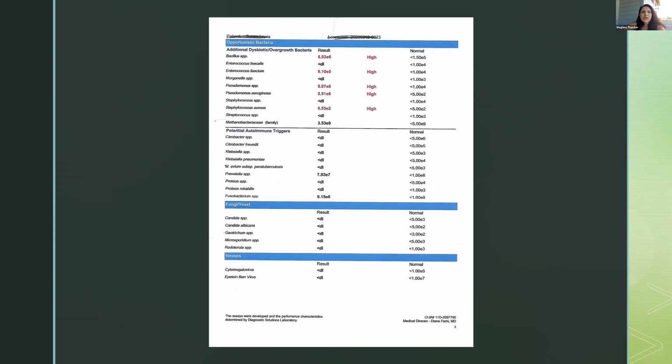Going to page number 3 of the same test, we see the additional dysbiotic or overgrowth of bacteria. So these are the bacteria we don't want to see growing in the gut. So you see the Bacillus species or the Enterococcus or Pseudomonas or Staphylococcus aureus. These should be present in some amount, but in this patient, it is in excessive amounts. And their presence is going to affect how she absorbs her foods. It'll cause inflammation in her gut. It'll prevent her from digesting her foods and assimilating her foods.